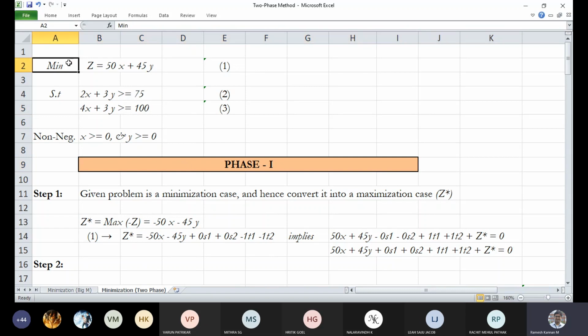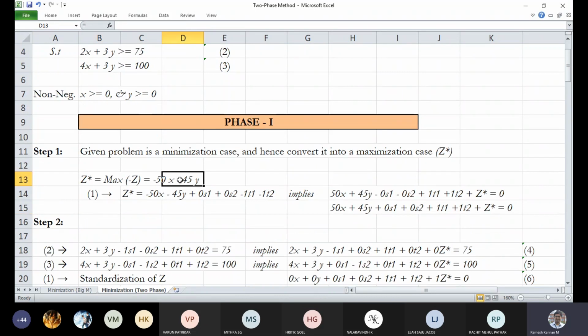whatever the given problem might be, if it is a minimization problem, we'll be converting that into a maximization problem. If the given problem is a maximization problem, then we'll be converting that into a minimization problem. As simple as that. So we convert the given z in terms of z star, and z star equals maximization of minus z, which is nothing but minus 50x minus 45y.